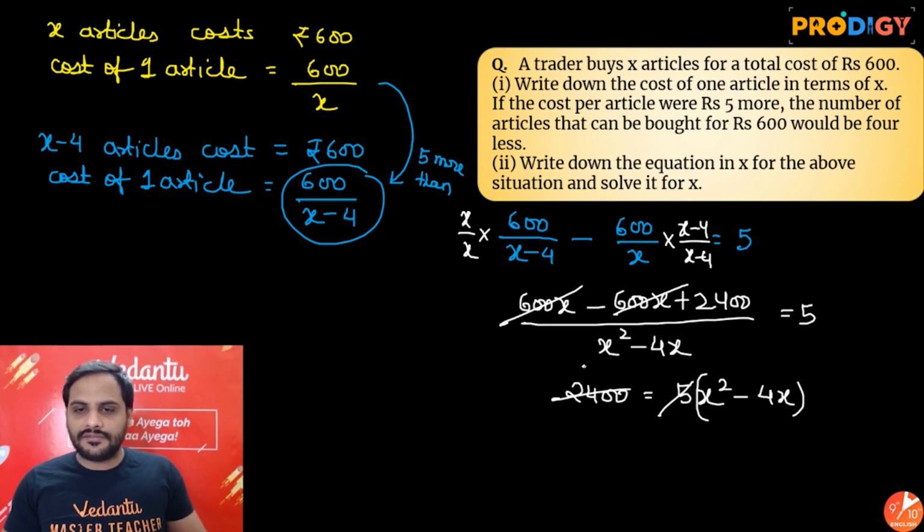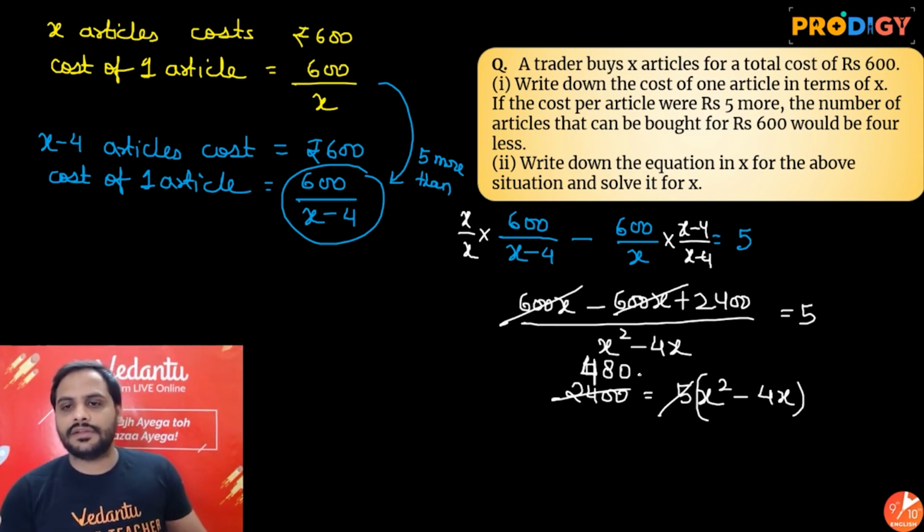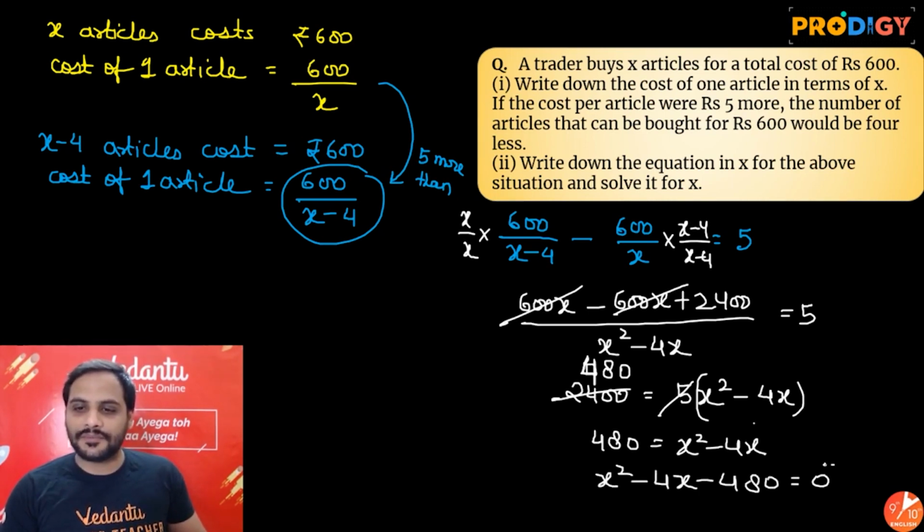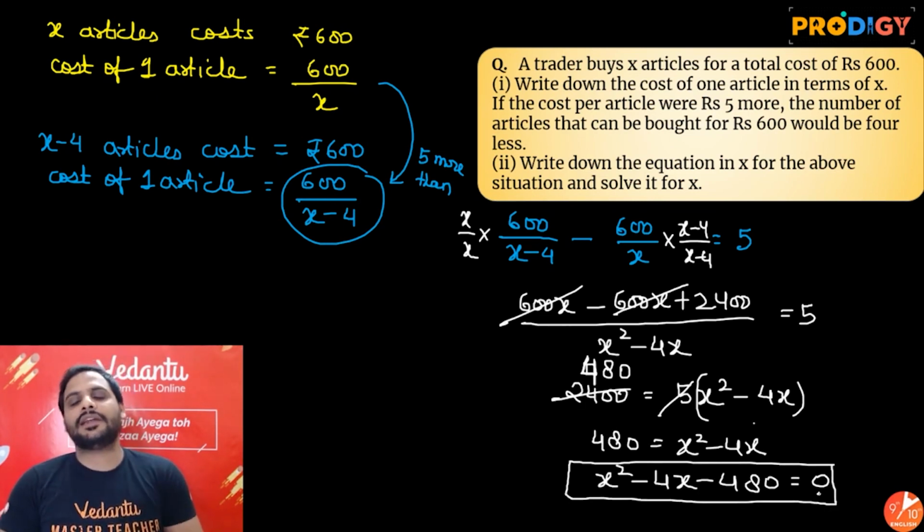So 2400 divided by 5. First thing, 5 fours are 20, so 2400 divided by 5 gives 480. Simple, beta. 480 is your answer. So we have got 480 is equal to x square minus 4x. Shift 480 over there. So x square minus 4x minus 480 is equal to 0.